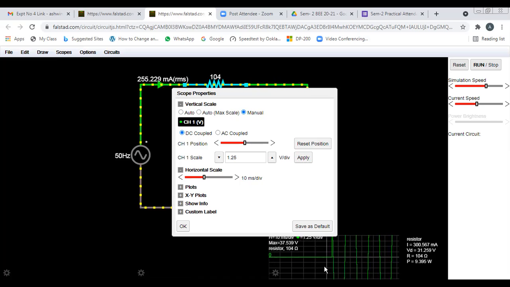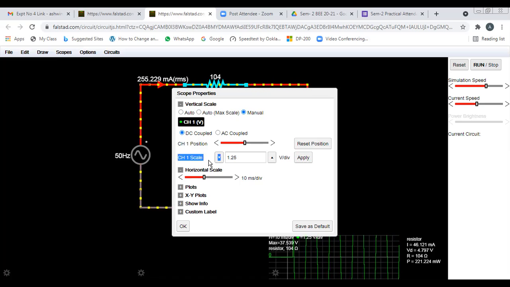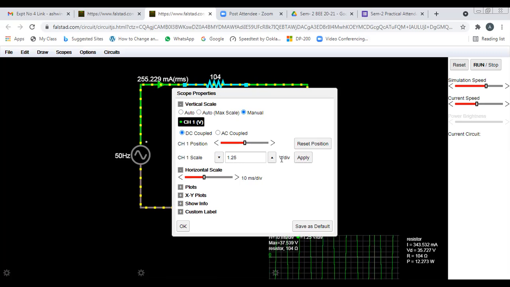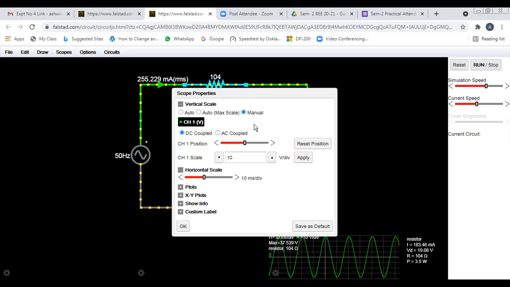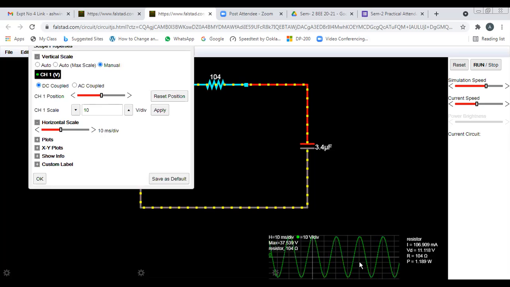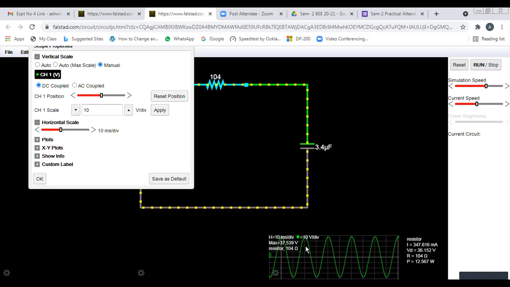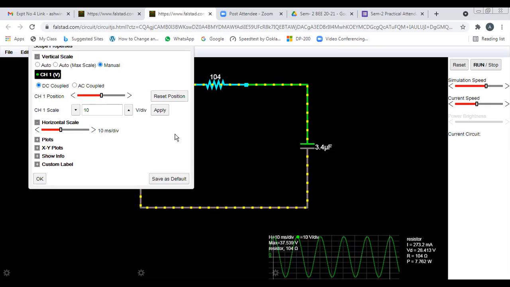Now we'll change the vertical one. It is this channel one scale, which is for vertical. Right now it is 1.25 volt per division. I have increased it to 10 volt per division. Now all of you can see the proper waveform, the voltage drop across resistance, a sinusoidal waveform. Is it visible on the screen to everyone?